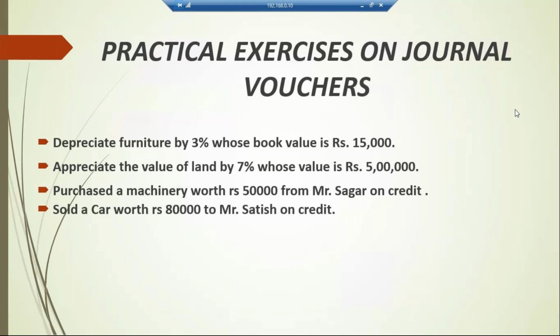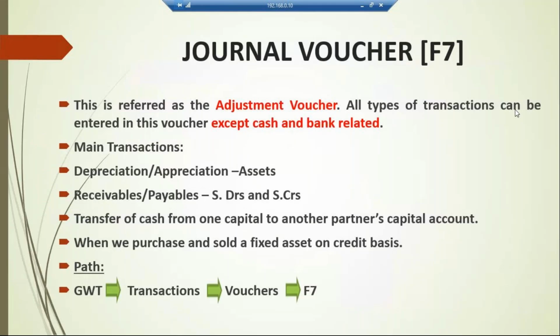Second one, appreciate the value of land by 7%, whose value is 5 lakh. The book value of the land is 5 lakh and the value is increasing by 7%. Depreciation is nothing but decreasing the value of a fixed asset. Appreciation is nothing but increasing the value of a fixed asset. Receivable is nothing but the due amount from the customers. Payable is nothing but the outstanding payment to your vendors.